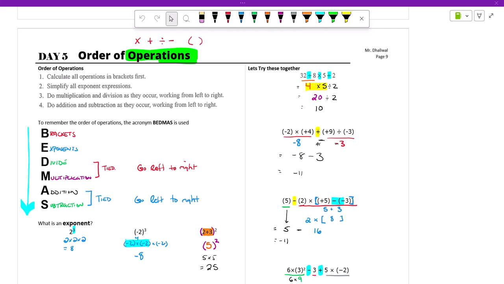Hey, Kat, just grab your thing. We're going to start doing the day 5 notes. So we're on the second page.